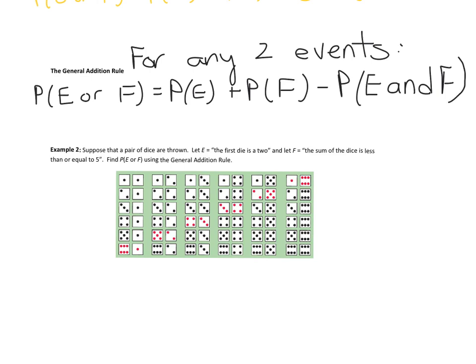And that's our formula. So again, let me just write out what I just said. And remember, the outcome is in both E and F. Okay. So let's look at an application of this, and we're going to use the general addition rule.